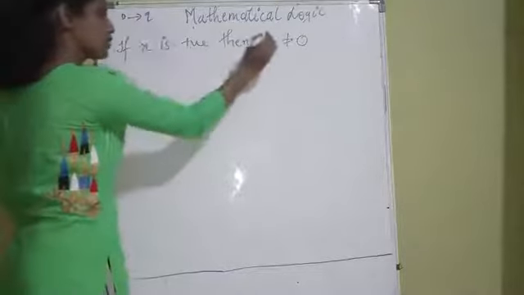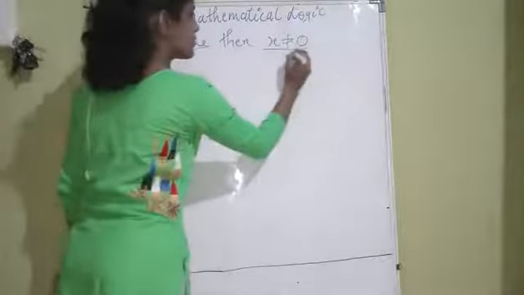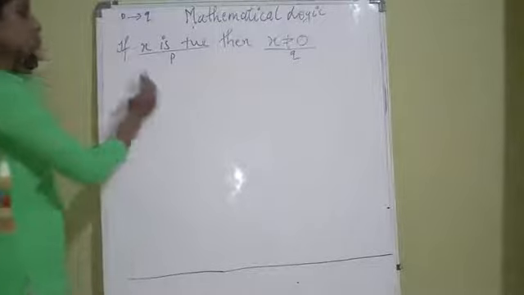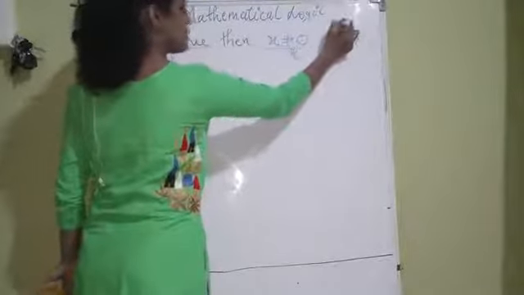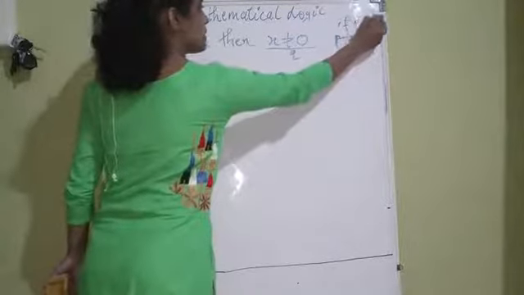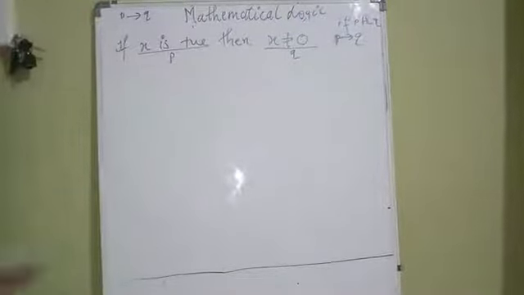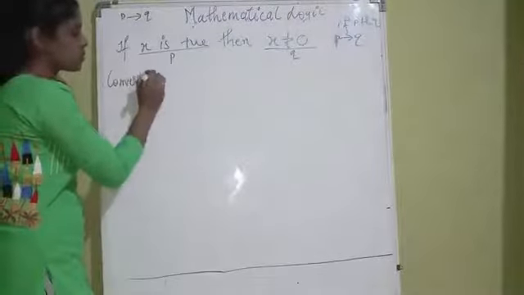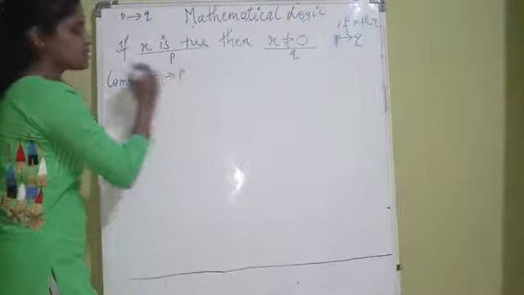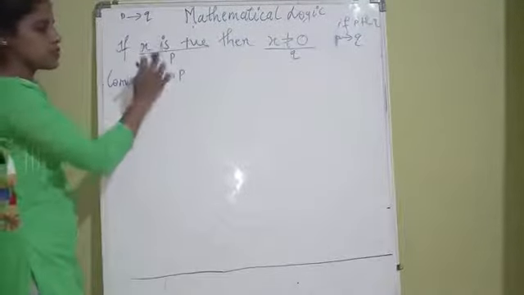If P then Q. P means this statement and Q means this statement. So which condition do we have here? P implies Q, if P then Q. We have to find the converse, inverse and contrapositive of this statement. The converse is Q implies P. This is the converse of this statement.